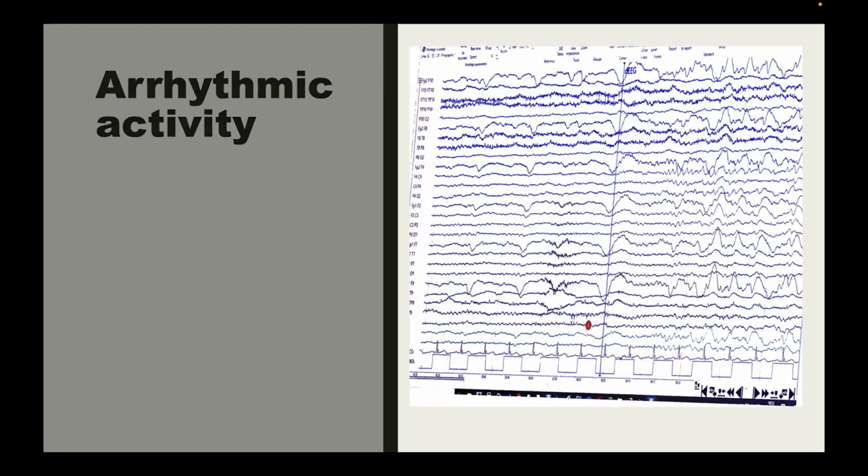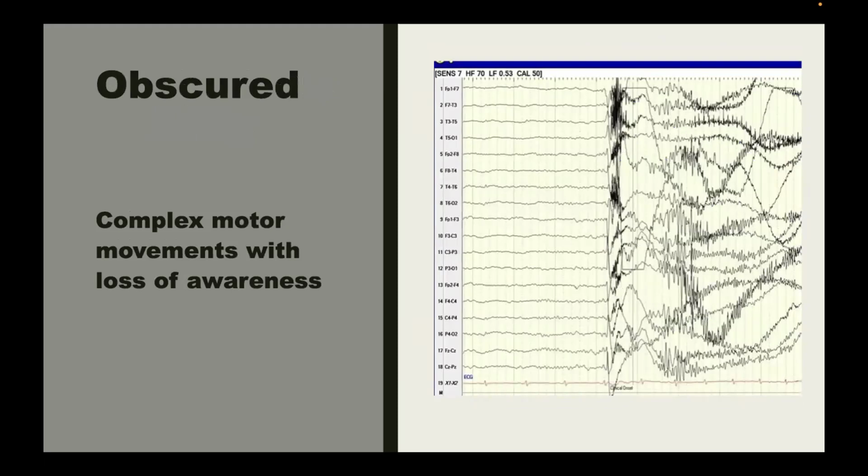This is also a rhythmic activity. Also, it is complex, with a lot of muscle artifact. So this is an obscure pattern obscured by muscle artifact.